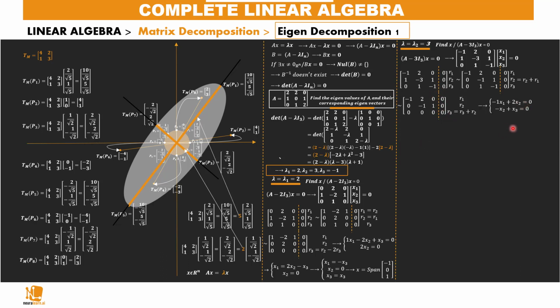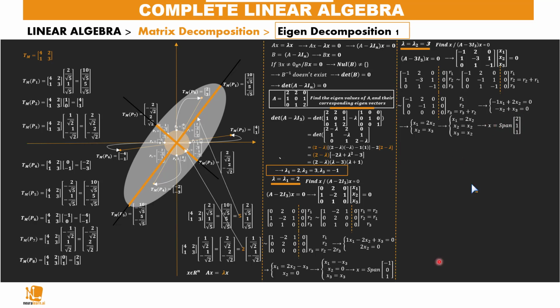So we have this resultant system of linear equations, which gives us negative x1 plus 2x2 equals 0 and negative x2 plus x3 equals 0. x1 equals 2x2, x2 equals x3, and we can have this with x3 equals x3, which equals x2. Now factoring out x2, we have x equals the span of the vector (2, 1, 1), meaning this vector is capable of generating all the eigenvectors of the matrix.